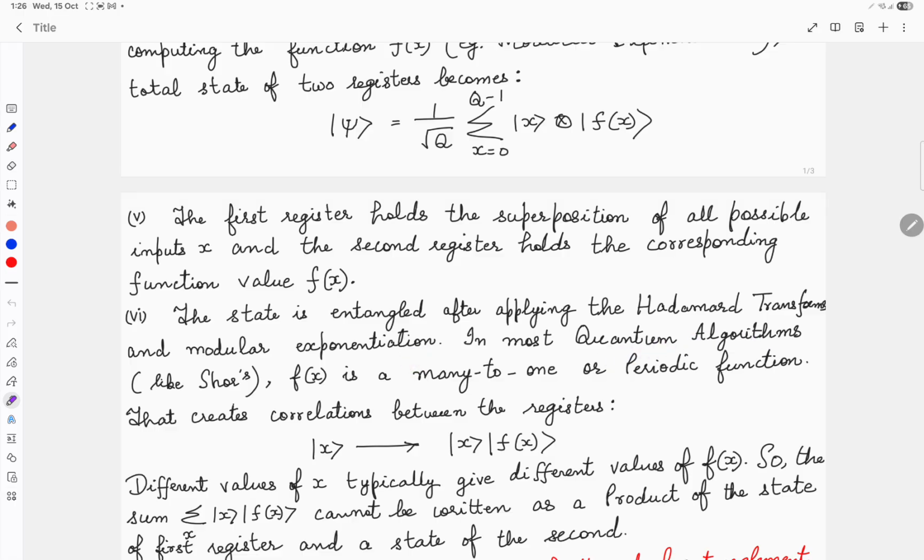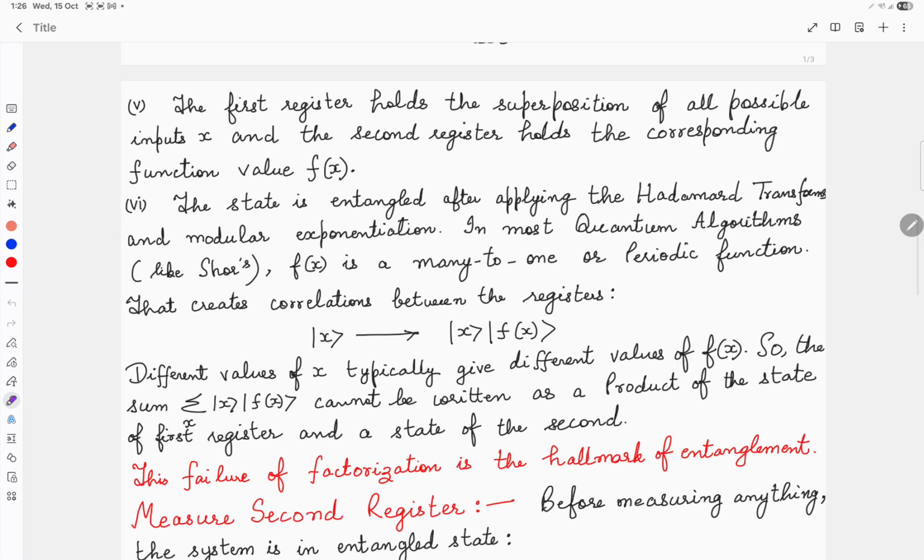In most quantum algorithms, like Shor's algorithm, f(x) is a many-to-one or periodic function. So that creates correlation. If I say that the state is entangled, that creates correlations between the registers, between the first register x and the second register f(x). That means their values are dependent on each other. They are not independent. That's why we say that the overall state is entangled.